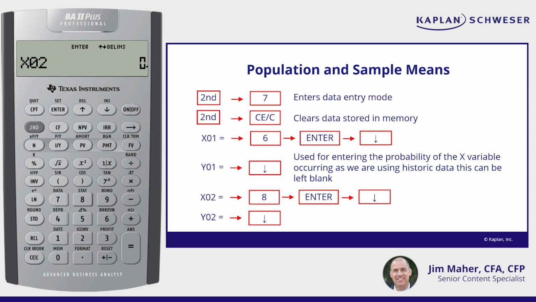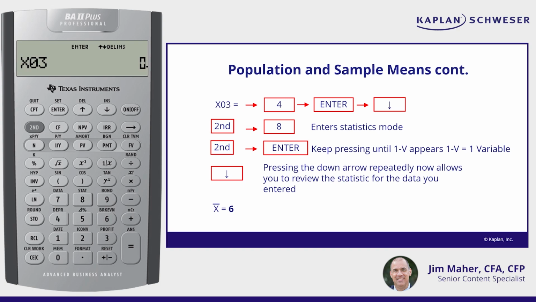So just scroll down, and we're going to enter our second year of data, and that was 8. And then we're going to scroll down here, and we see our Y02. Just leave that blank or as 1, as you will see in the window. And now we've got to input our third value. That was 4, enter, and then you want to come down one more time.